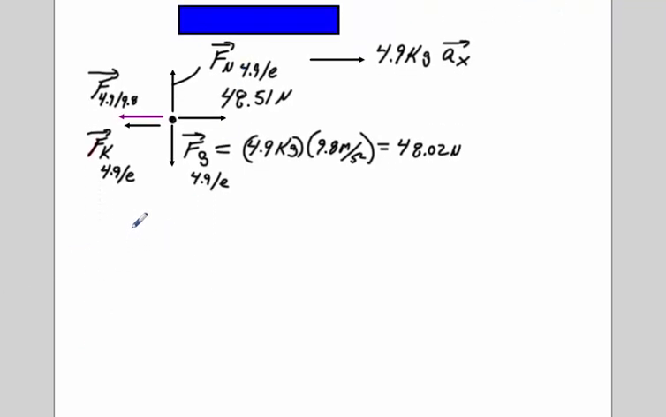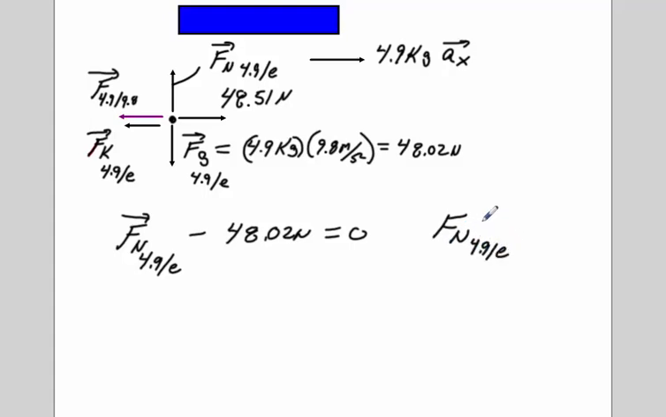So I will have this one here, the force normal of the 4.9 kilogram block being acted upon by the Earth, minus my 48.02 newtons must equal 0. So I know right now that my force normal of the 4.9 kilogram block from the Earth is equal to 48.02 newtons. So we'll circle that. We know that right now.